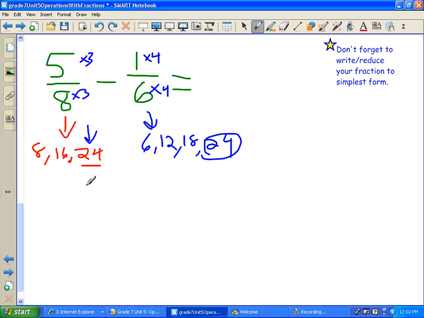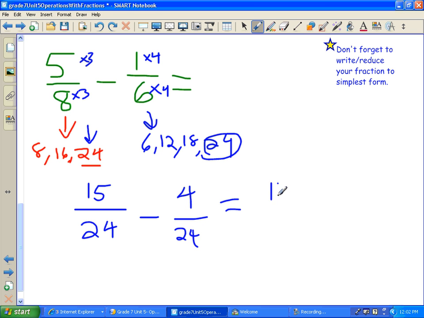Okay. So now our answer down below will be 15 over 24, take away 4 times 1 is 4 over 24. So 15 take away 4 will leave me with 11 over 24. And that's as low as you can go. And that's it. You can't make that one any lower than what it is.